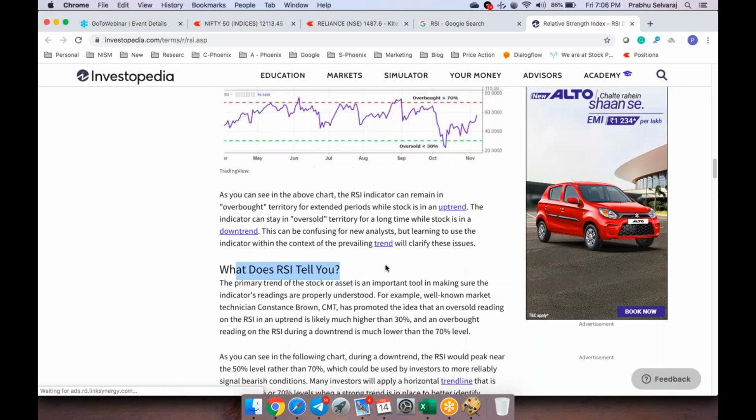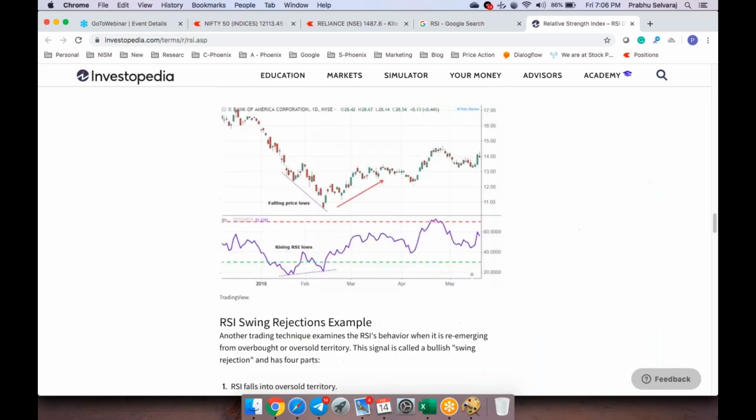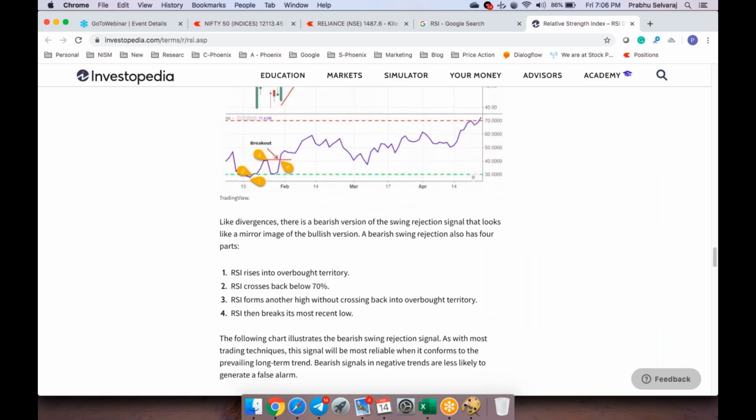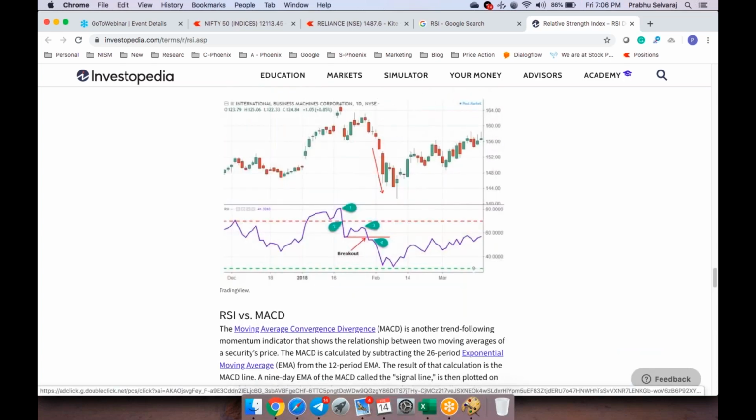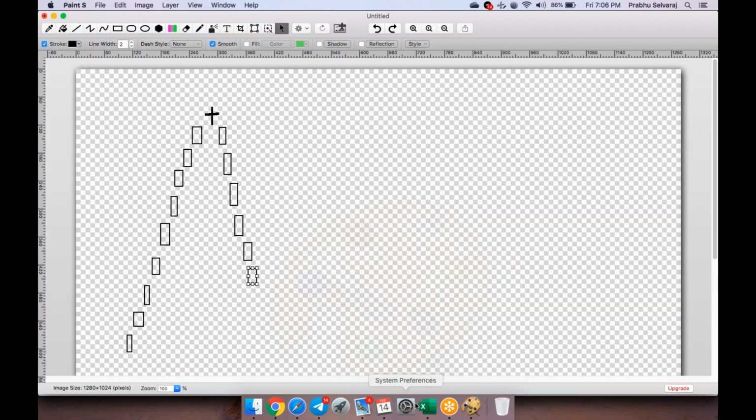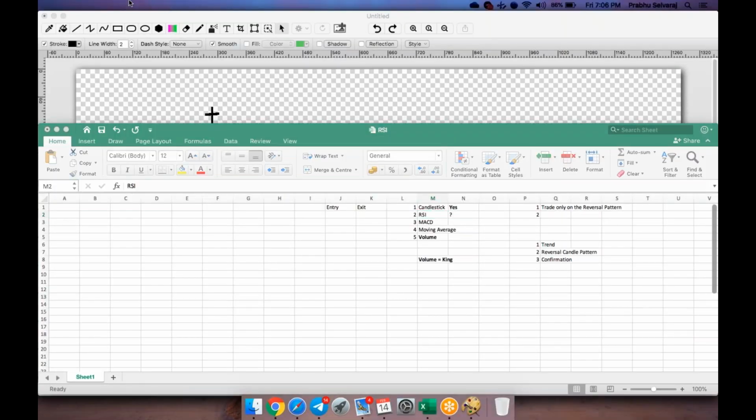So what RSI tells you, just have one round of reading on this entire page. You will get more clarity on the basics of RSI. Having said that, let's come back. Now we will learn about the characteristics of RSI completely.